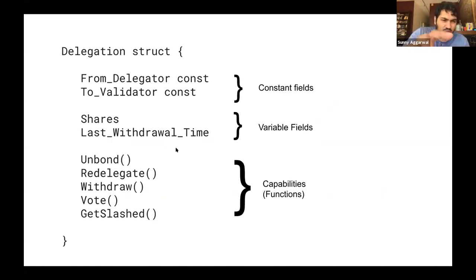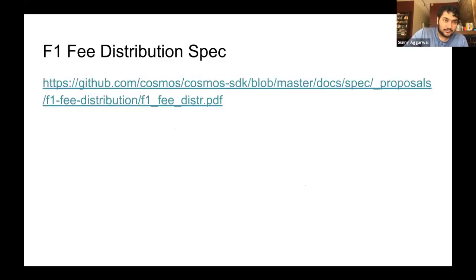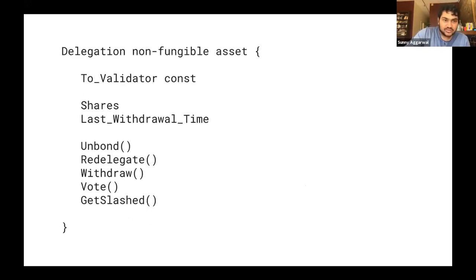This is how I structure my things. I have my pseudocode. I have these constants, which are the constant fields of a struct. You have the variable fields, and then you have the capabilities or functions: what can you do if you are the owner of that struct? What can you do with it? You can read the F1 fee distribution spec here.